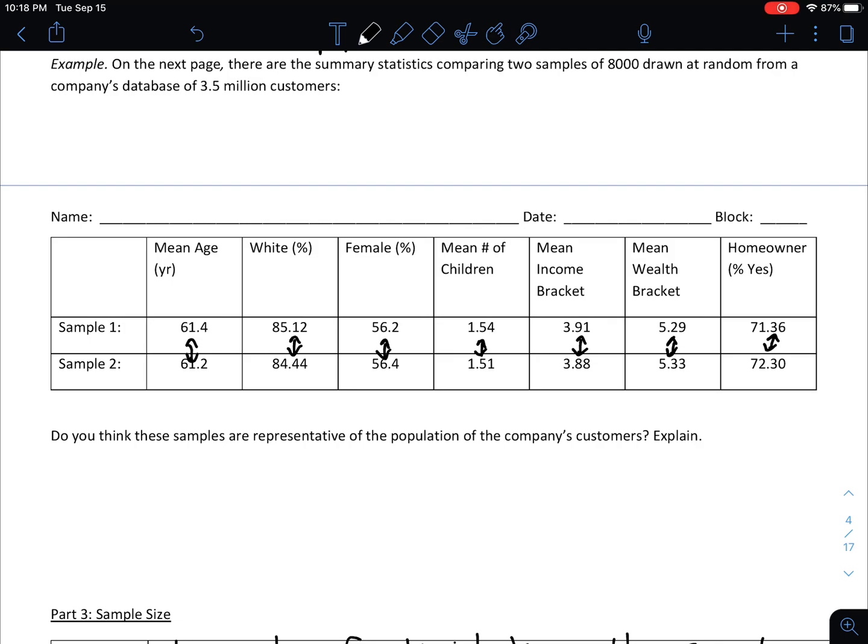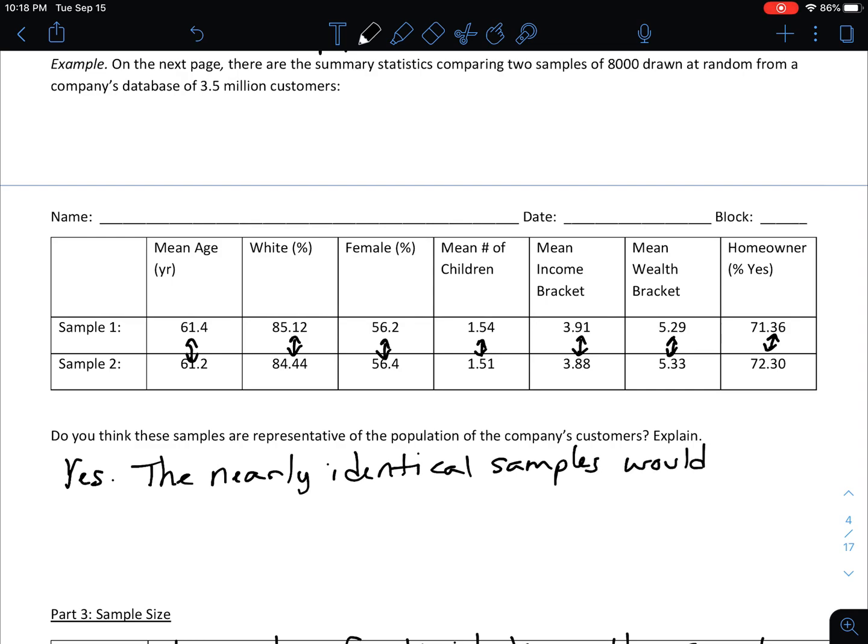If they were very much different from each other, we've got some problems because at least one of those samples has a lot of bias in it. And I don't even know which one it is because they're so different from each other. But the fact that sample 1 and sample 2 in this case look almost identical, that's actually a good thing. So do you think that these samples are representative? The answer there should be yes. And the explanation would be that the nearly identical samples would be representative of the entire population.